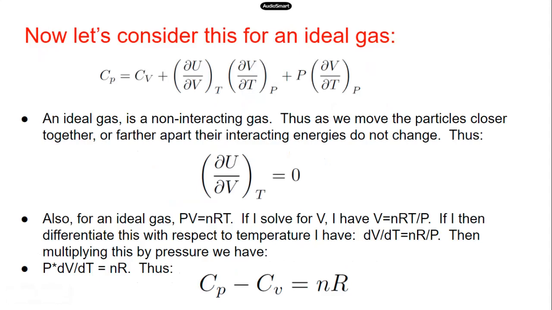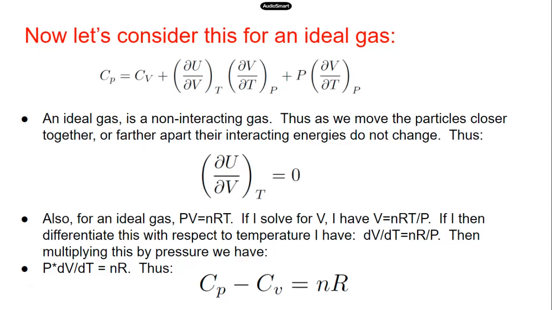Same thing here, but now if we subtract CV over here, we get CP minus CV is equal to a bunch of things here. Okay, but now let's reduce. This is for any interacting gas, but let's just reduce it for an ideal gas. Remember, one of the tenets of an ideal gas is that the particles are not interacting. So if we fix the temperature and move the particles around, since they're not interacting, it doesn't matter how far they are apart from each other.